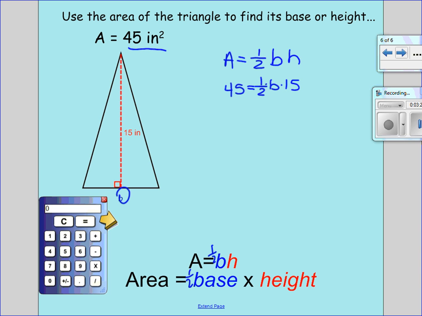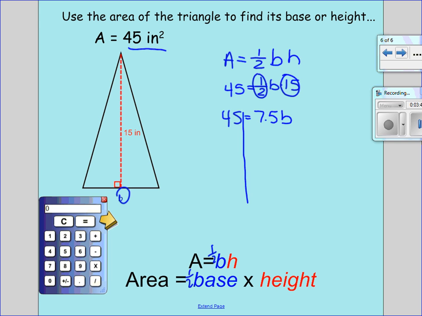Okay, let's first simplify the problem. Let's make it as small as we can. So 45, we can take the 1/2 times the 15 because they're like terms. They're both just plain numbers. They're constants. They're by themselves. Half of 15 is 7.5, or 15 divided by 2 is 7.5. So 45 equals 7.5 times b.